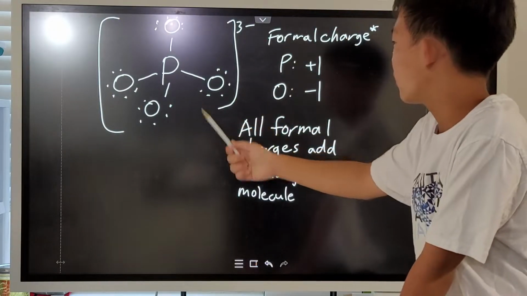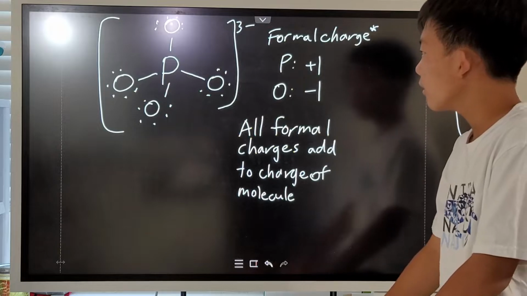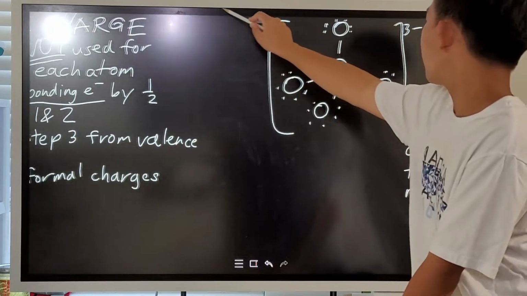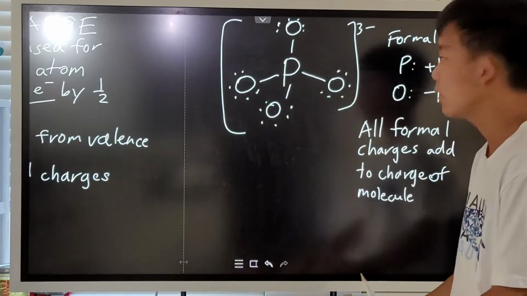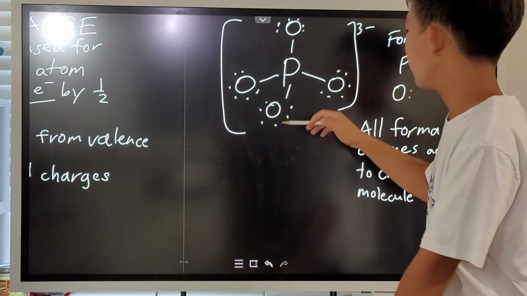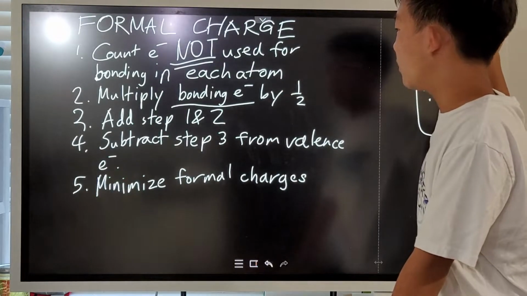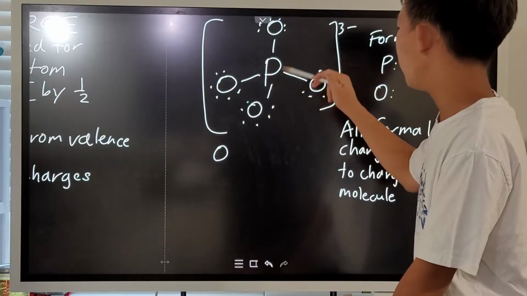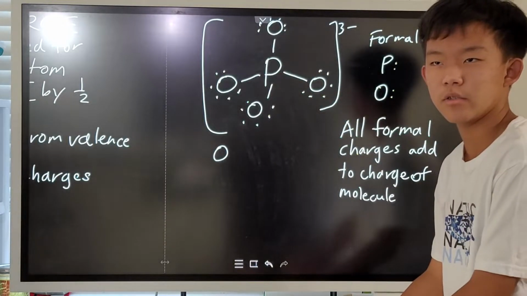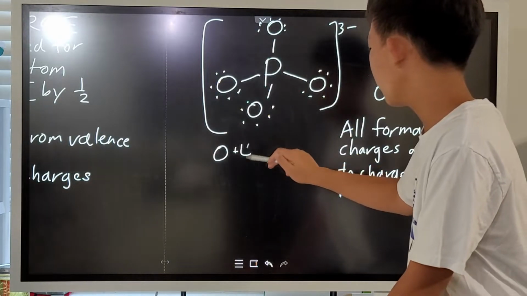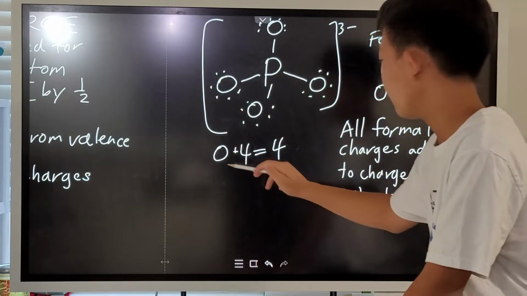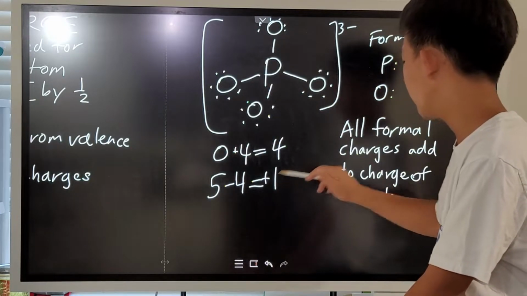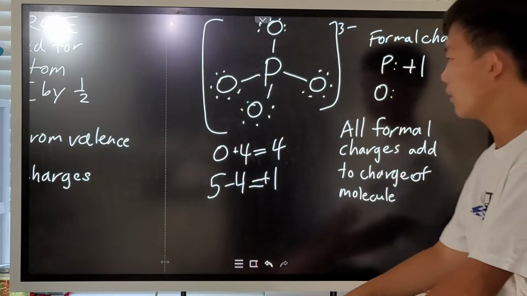So here I have the structure of the phosphate ion. Let's use the instructions from earlier. How many electrons do we have not bonding in phosphorus? Well, we don't have any. So that would be 0 for step 1. Step 2, multiply the bonding electrons by 1/2. Well, we have 1, 2, 3, 4 bonding pairs, which means 8 electrons. Divided by 2, that would be 4. Add them up, that's 4. Subtract 4 from the valence electrons of phosphorus, which is 5, you get 1. This is positive 1. So the formal charge of phosphorus is positive 1.